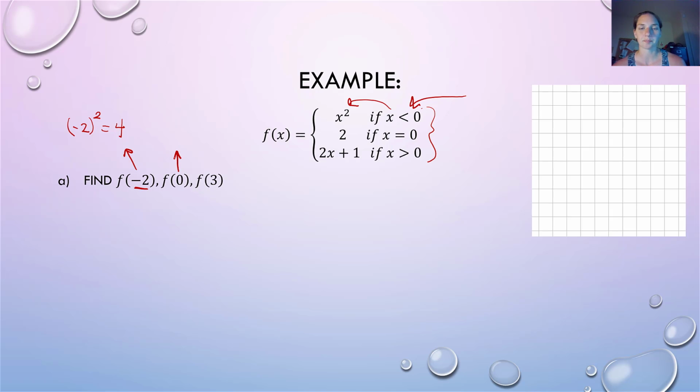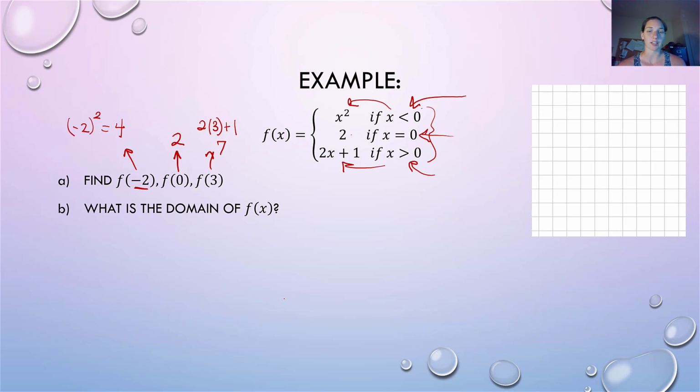F of 0, that goes here. So then we get 2. I don't have to worry about what x is. Once I know which part of this it goes into, that's what I use. And then f of 3, that belongs here. That satisfies this part of the inequality, that x is greater than 0. So then we'll use this function and do 2 times 3 plus 1. That would give us 7. So f of negative 2 is equal to 4, f of 0 is equal to 2, and f of 3 is equal to 7. Now we have some points, but maybe we don't need them.